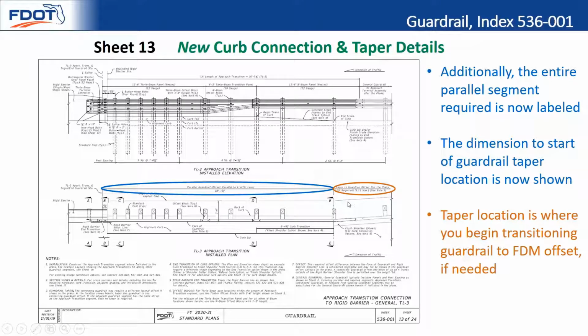And now as a reminder, the taper location here is where you would start transitioning to the FDM offset. So for a flush shoulder, it's typically your shoulder width plus 2 feet, the FDM requirement people are familiar with. So you keep it parallel to the rigid barrier shoulder line you're connecting with, and then after that dimension, you go ahead and start tapering over. So now that's called out as a nice hard dimension.